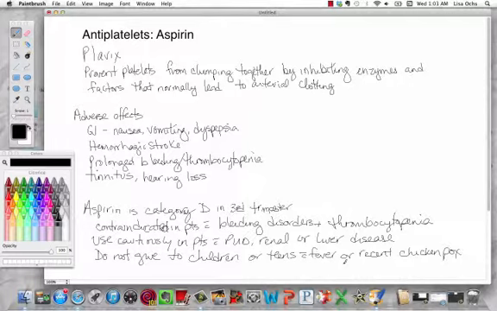And remember, you should never, ever, ever give children aspirin. And you should not give aspirin to teenagers if they have fever or if they had recent chickenpox, and that's because it can lead to the development of Reye's syndrome, which can be fatal. So never give children aspirin. They can be given Tylenol or Motrin, but never aspirin.